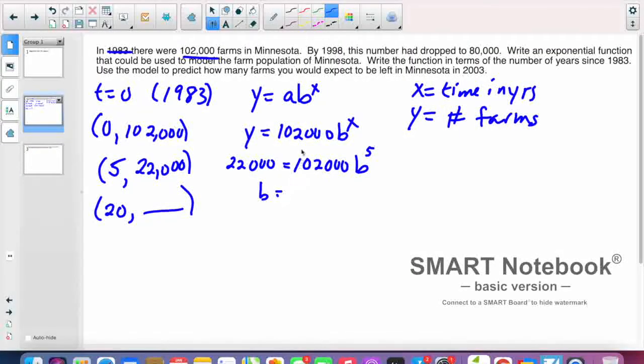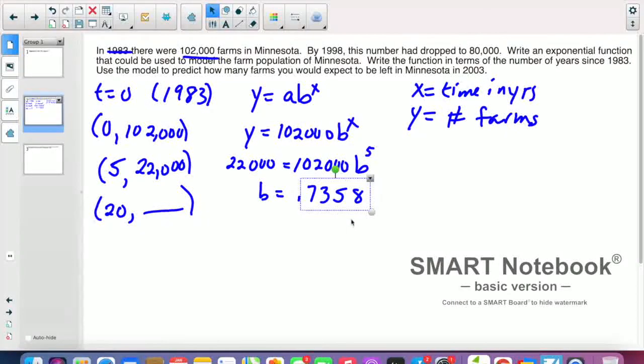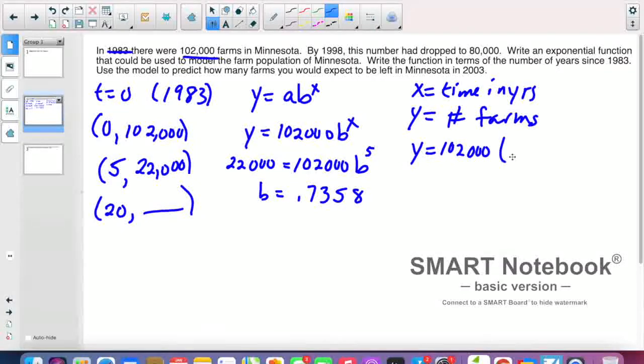So we know that B from Desmos is equal to, and I'm going to go 4 decimal places, 0.7358. Now, usually with something like this, they're asking you to predict what's going to happen or predict how many will be left at a certain time. This is just going to help you with the equation so that you can eventually get your answer. So if this is your B value, that means your final equation for this is y equals our initial population, 102,000, times B, which is 0.7358, to the x being the number of years.